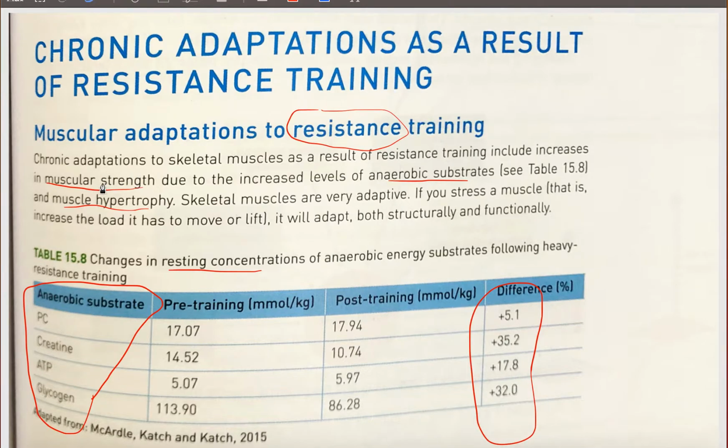And a lot of this is due to two things. Number one, you're going to have an increase in the anaerobic substrates. That means the fuels used during anaerobic systems, so phosphate, creatine, etc. And then you're also going to have muscular hypertrophy. Now, hopefully you understand the word hypertrophy. I've been using it all year, and it's about the growth of a muscle.